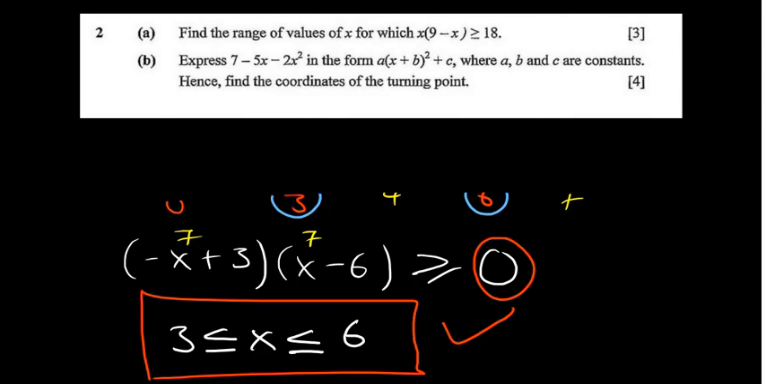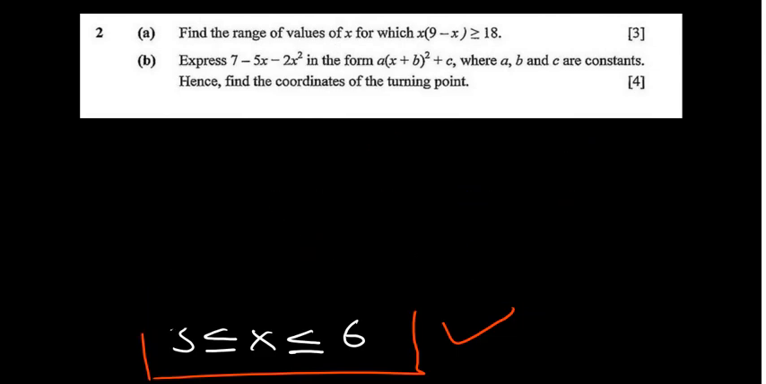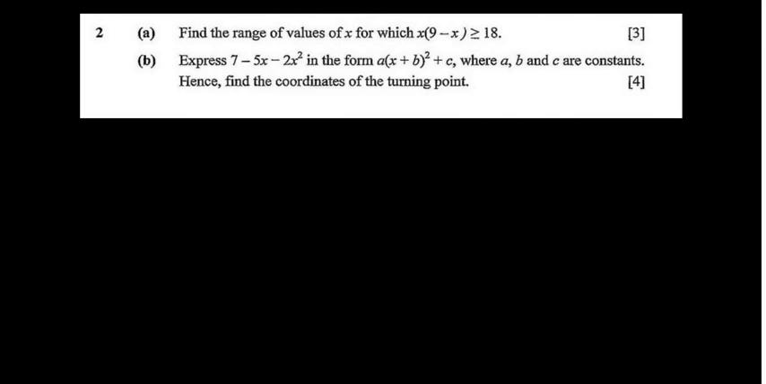Okay, let's look at B now. B is asking us to express this quadratic function in the form of that. So the way you go about this question is, in short, you're just computing the square. That's all we're doing, computing the square. Okay. So how do you go about it? Let me show you first of all how you compute the square, and then I'll show you the other way of approaching the same question.